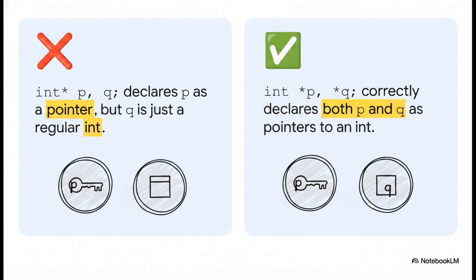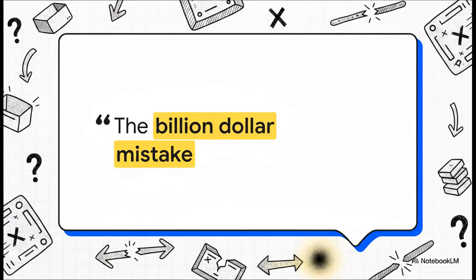In C, that little asterisk, it sticks to the variable name, not the data type. So if you write int *p, q, you might think you made 2 pointers. But nope, only p is a pointer. q is just a regular old int. To do it right, you have to put a star next to each and every variable you want to be a pointer.